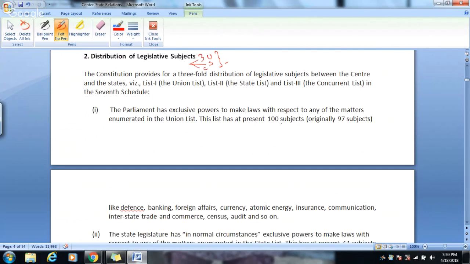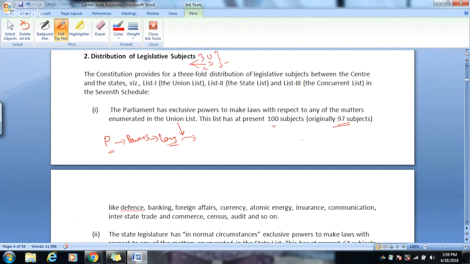This list has at present 100 subjects, but originally there were 97 subjects. That means Parliament has powers to make laws for the subjects or any matters which are in the union list. So whatever subjects or particular matters are present in the union list, who will be empowered to make the laws? The Parliament is empowered to make the laws. At present it is 100, but originally there were 97 subjects.